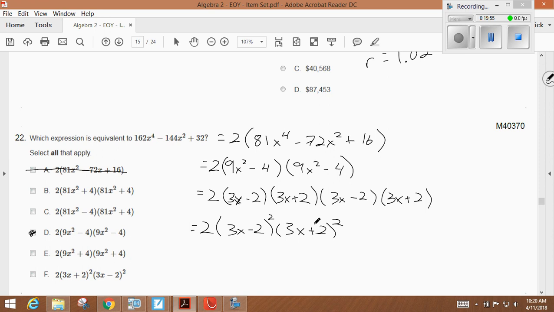Okay, so where's my other one? Boom. F. That is a lot of factoring. I had to factor that thing 3 times.